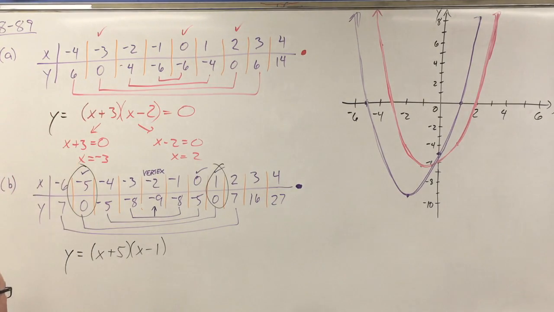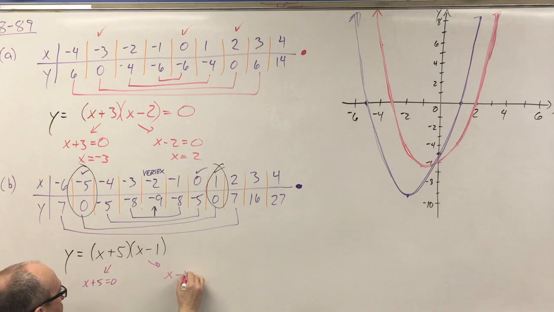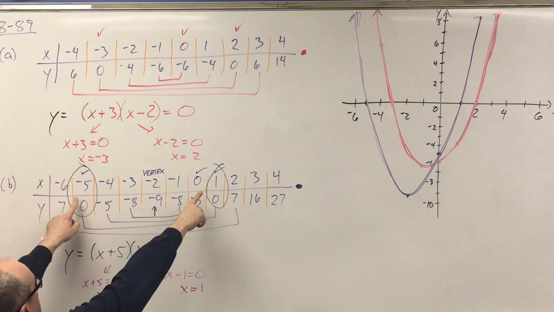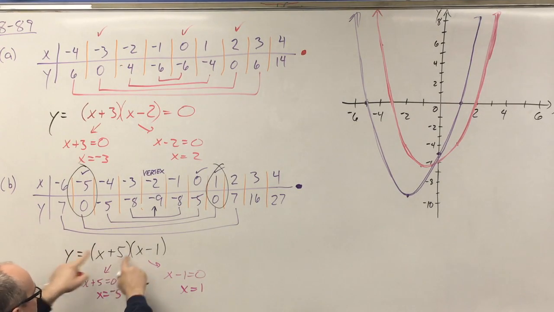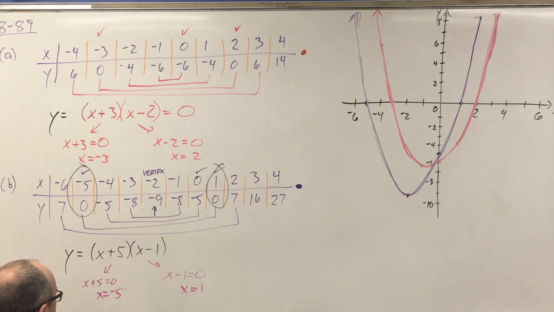Because when I set it equal to 0, x plus 5 equals 0, and you can do this until you get confident with it. Remember, you add 1, subtract 5. You can do this until you go, oh yeah, x is 1 and x is negative 5. So to go into the equation, I gotta have the opposite of what's there.